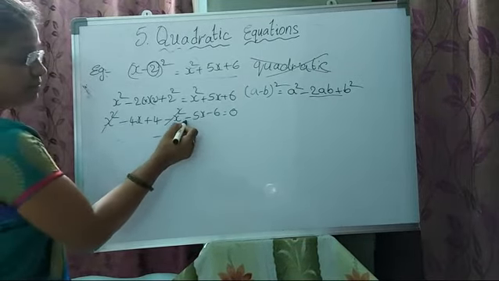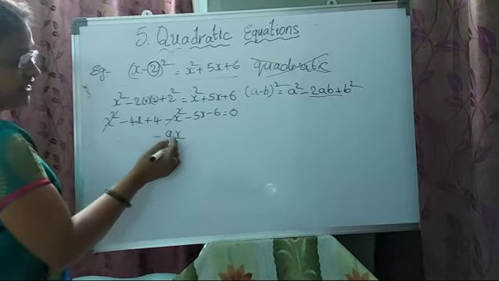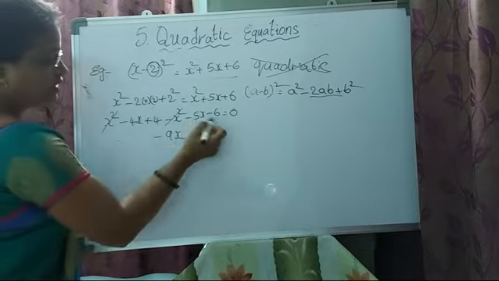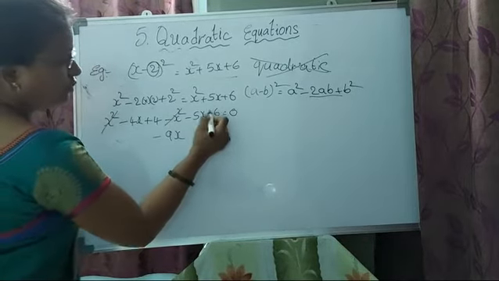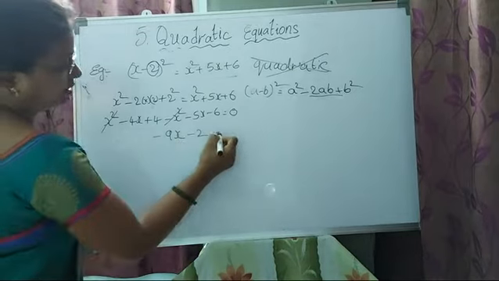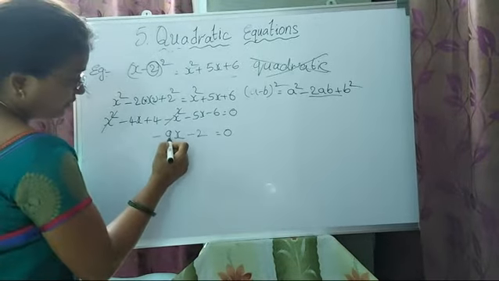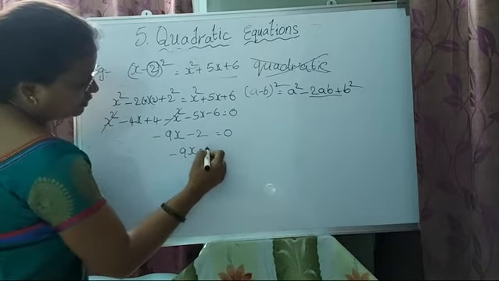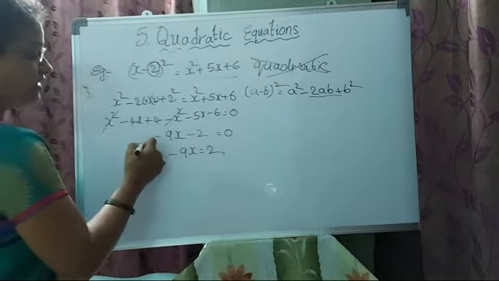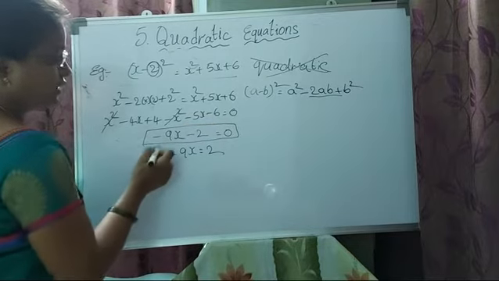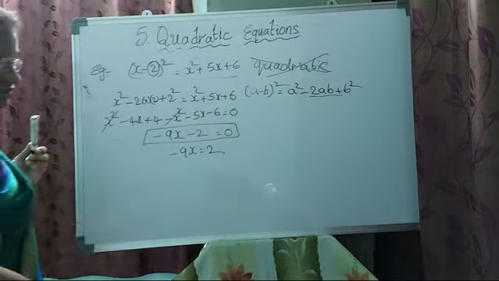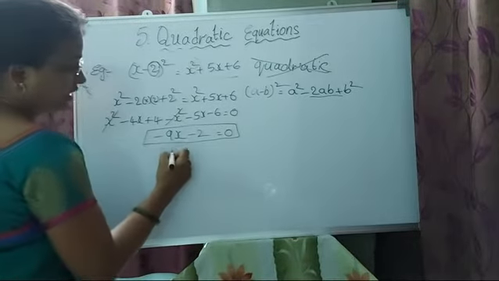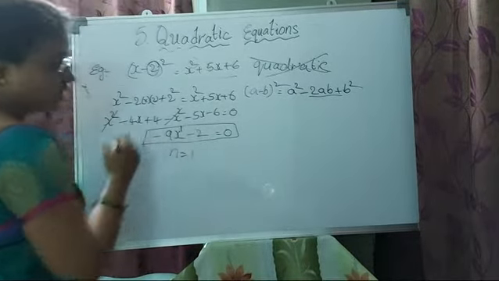Before the bigger number there is a minus, so I kept minus 9x. Plus 4 minus 6 means different symbols, so subtract: 6 minus 4 is 2. Before the bigger number there is a minus, so put minus 2 is equal to 0. So minus 9x minus 2 is equal to 0, or you can put minus 9x is equal to plus 2. This is the equation. Now what is the degree here? Here the degree is 1.